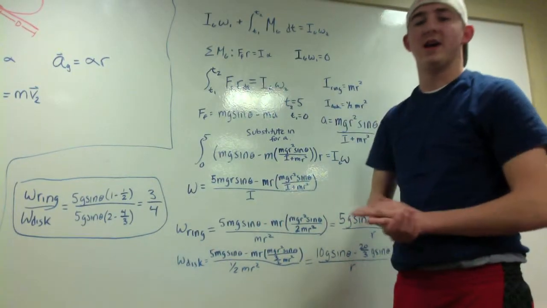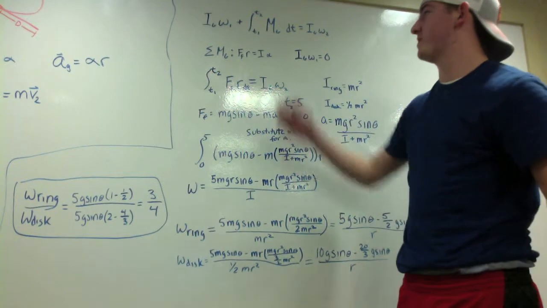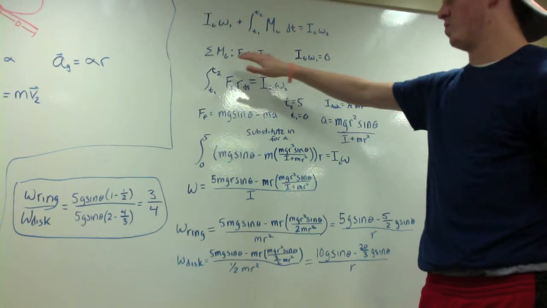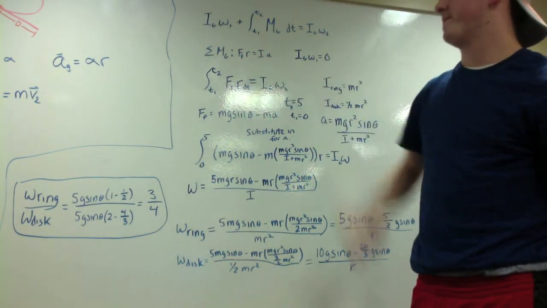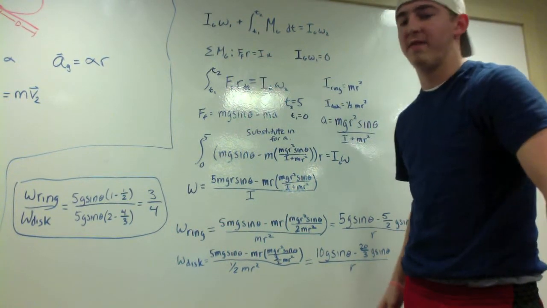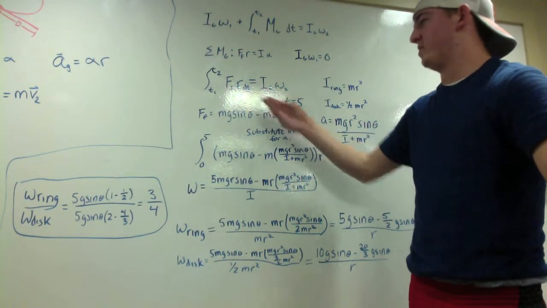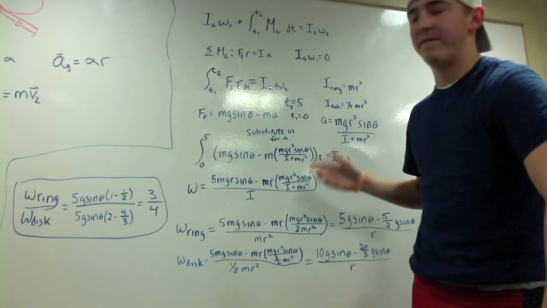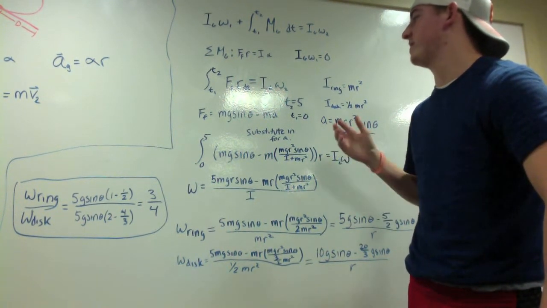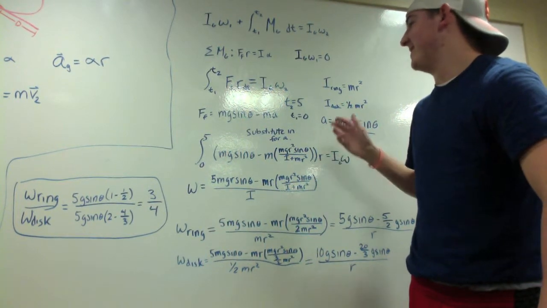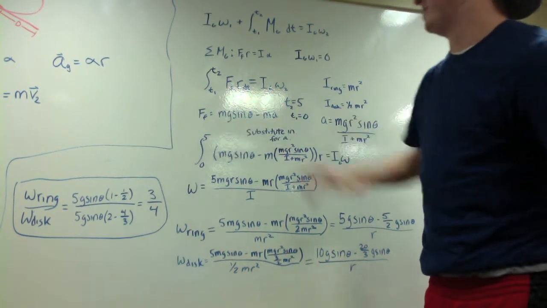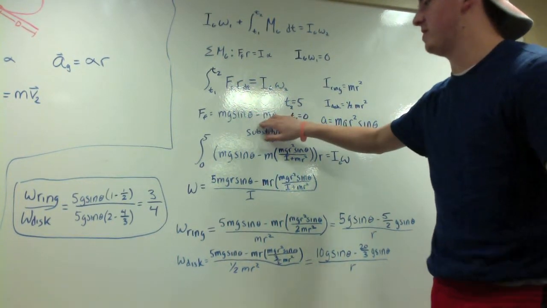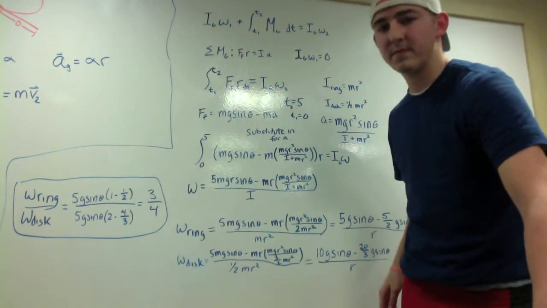To find the angular velocities of the ring and the disk, we must first use the impulse momentum theorem. In the impulse momentum theorem, the sum of the moments equals force of friction times r, which equals I alpha. We then use the integral of force of friction times r from 0 to 5, which equals I times omega. We then have the force of friction, which equals mg sine theta minus ma, and we plug that into the integral equation.